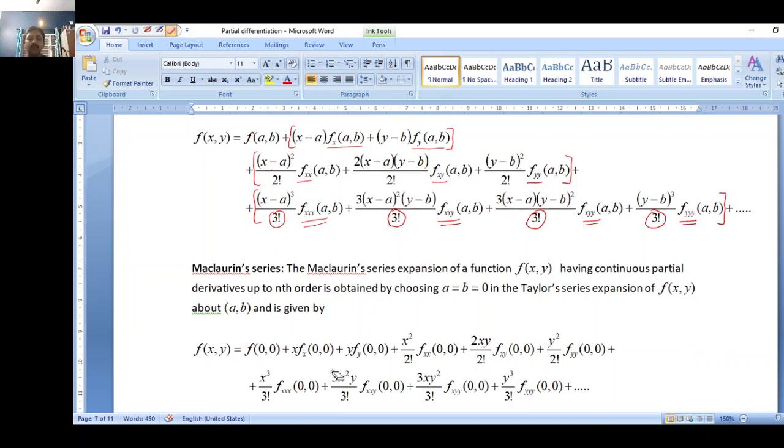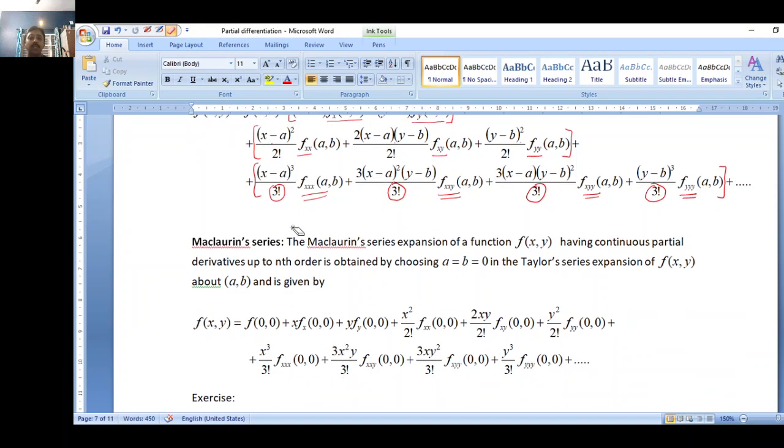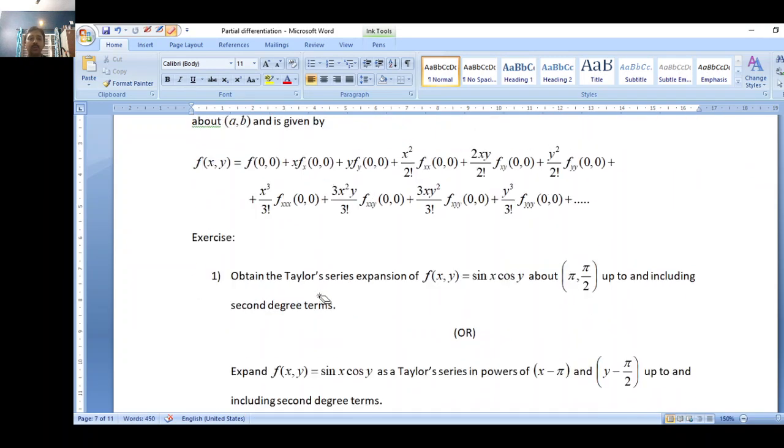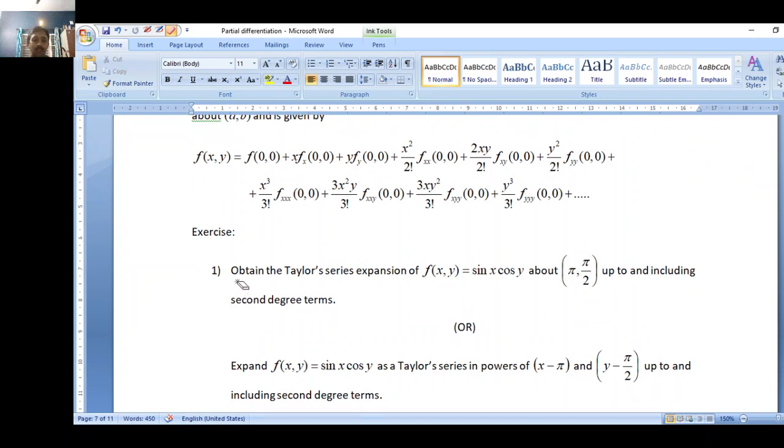Right? So this is exactly what you mean by the Taylor's expansion and the Maclaurin's expansion. Fine. I hope you have understood the expansions properly. Now we'll see how to expand a particular function in terms of a Taylor series or a Maclaurin series through some examples. Okay. So to begin with, we'll answer this question. Obtain the Taylor's series expansion of f of x comma y about a particular point up to and including second degree terms. Now the same question is asked in another way altogether.